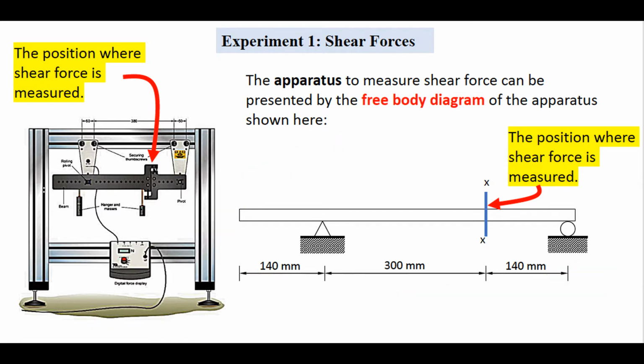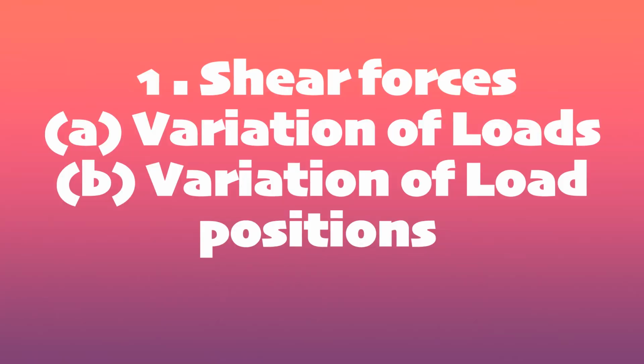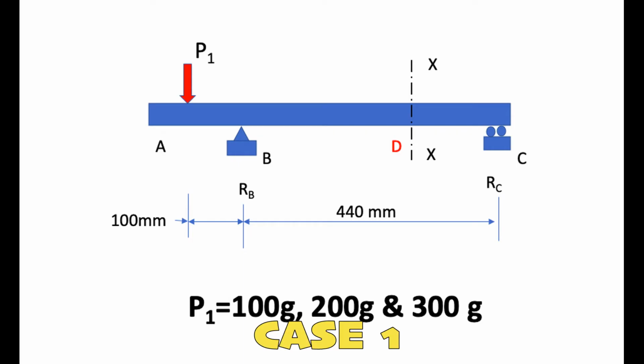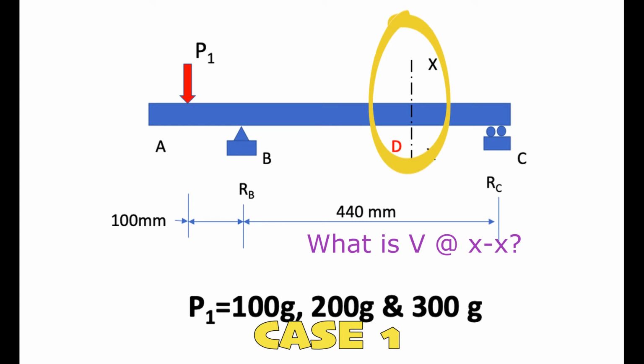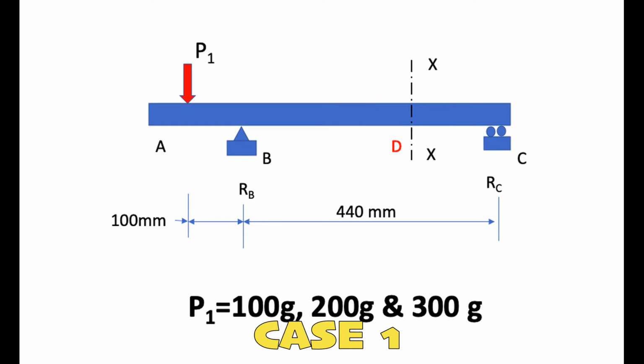The first experiment is to determine shear force variation at a cut section due to variation of loads and load positions. We have three cases of experiment. The first one is by putting a load between span AB and determining the shear at section XX. Three different values of load are used in this experiment.